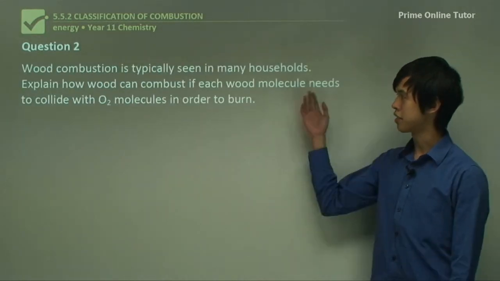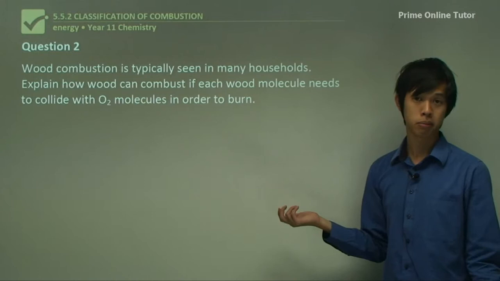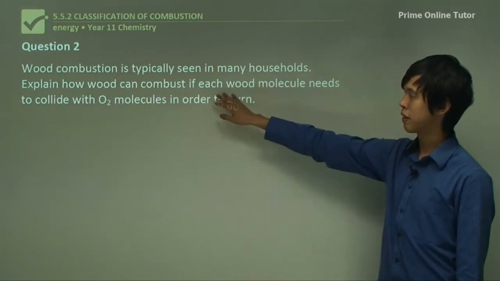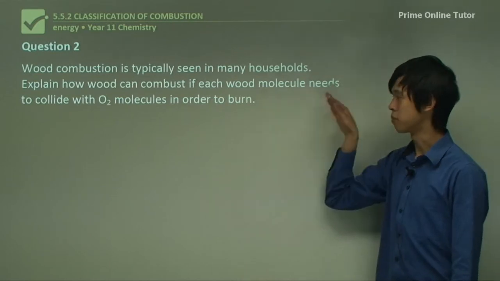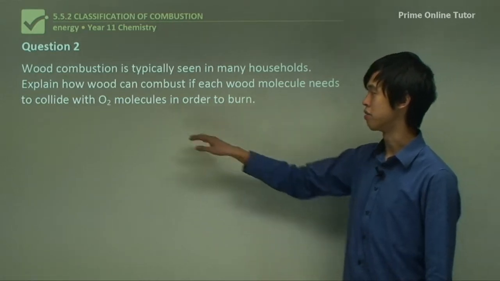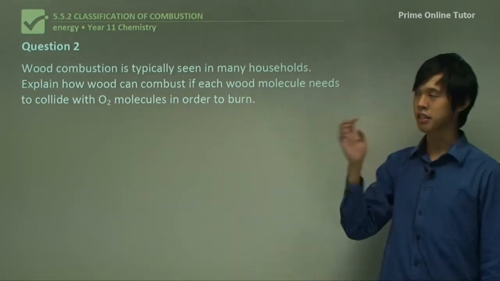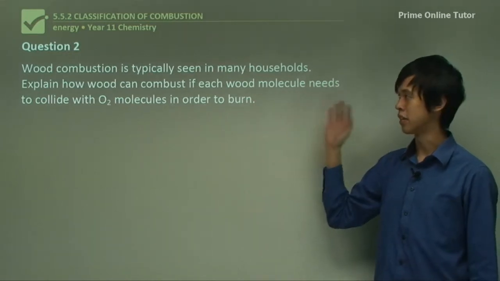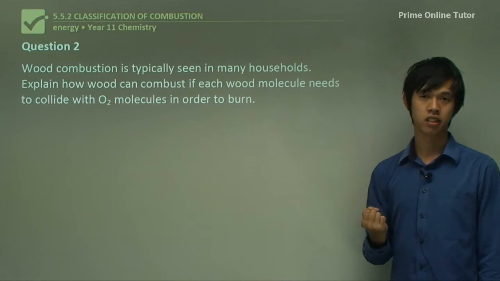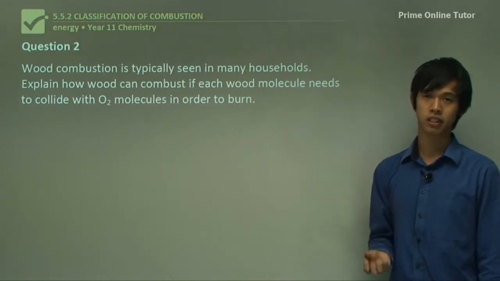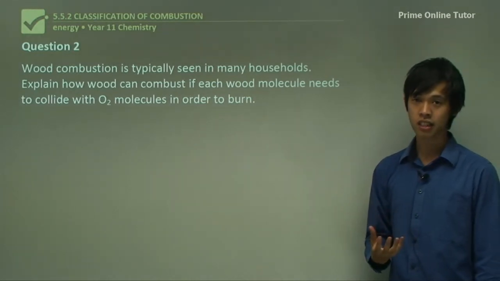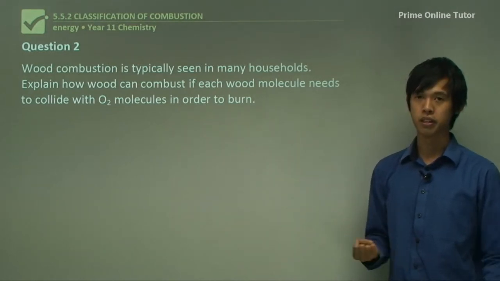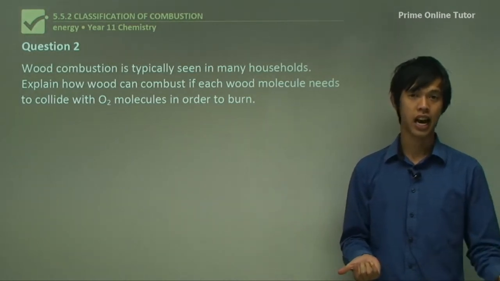So wood combustion is typically seen in many households, so lots of people still use wood-fired fireplaces and things like that. Explain how wood can combust if each wood molecule needs to collide with O2 molecules in order to burn. When I was doing HSC chemistry, my chemistry teacher explained that all combustion reactions have to be in gas phase. I always was curious as to why wood still burned, because wood is obviously a solid, not a gas.